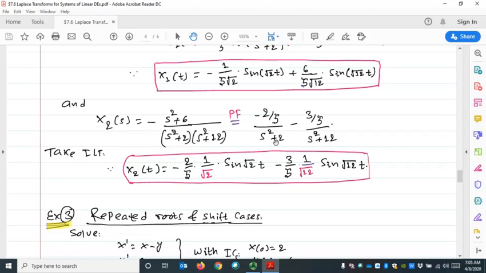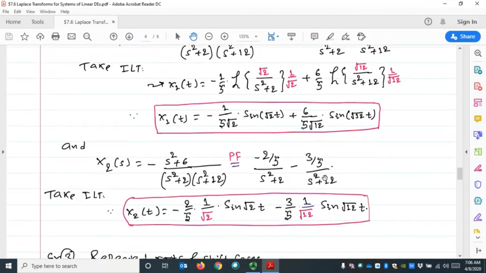Similarly, we need to modify here. We need to multiply by radical 2, divide by radical 2. Here, multiply by radical 12, divide by radical 12, just like here. Then our final answer, by taking the inverse Laplace transform, is little x2 equals negative 2/5 times 1 over radical 2 times sine radical 2t minus 3/5 times 1 over radical 12 times sine radical 12t. Great.